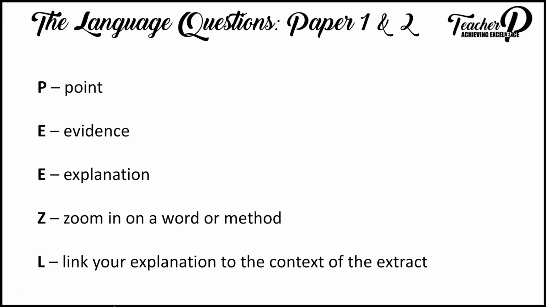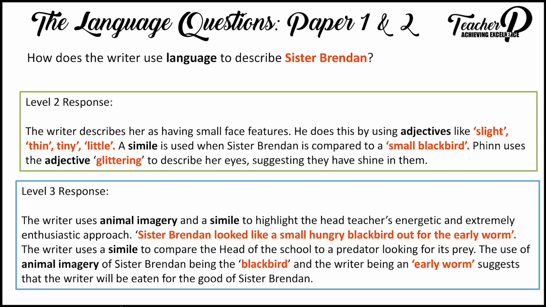on a word or method and explaining the effect clearly, so that word level analysis and explaining why the writer uses a particular aggressive verb or a metaphor and the effect on the reader, and then linking back your explanation to the context of the extract itself. So let's have a look at this PEASL paragraph in action and how the candidate has used the zooming in effect. These responses are only part of an answer and have come from paper 2 of the 2017 November series. The question is, how does the writer use language to describe Sister Brendan?